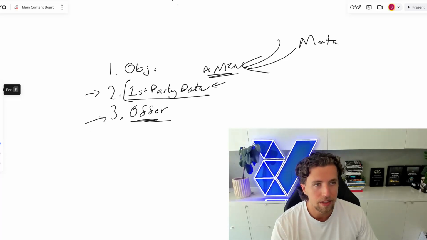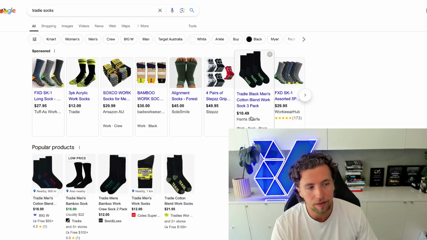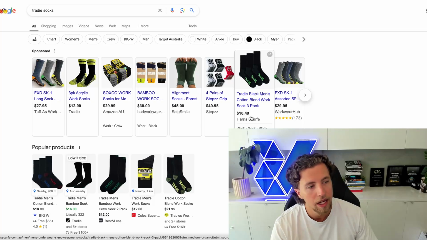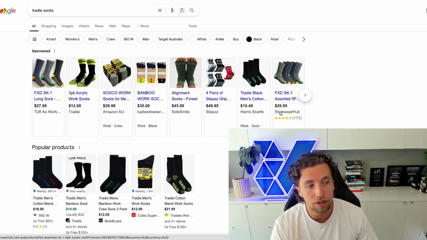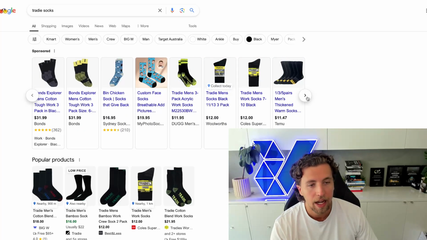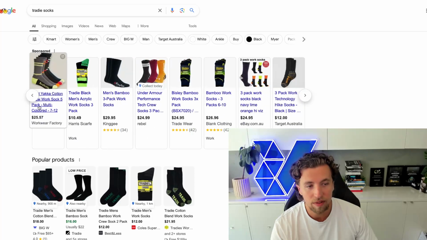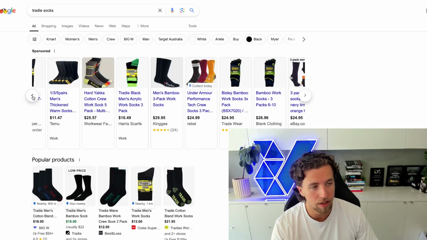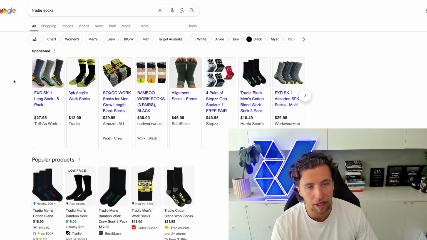And then number 3 is the offer. How much more compelling is the offer of our distributors compared to us? Now, in this case, not much. At least the ones that are ranking here for their branded key term, they're really not much more competitive in terms of the offering than our own direct-to-consumer brand.